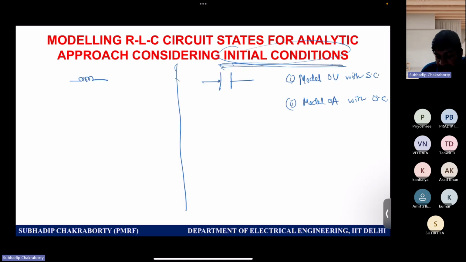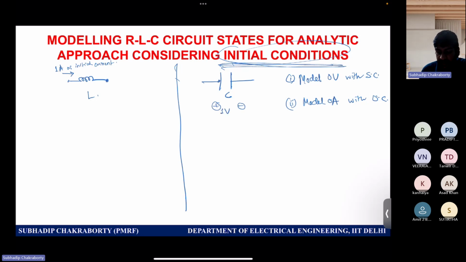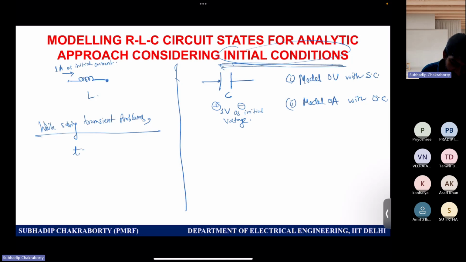So this was a capacitor. It was an inductor. Now it was having 1 ampere as initial current. Now it was having 1 volt as initial voltage. Now while solving transient problems, at t equal to 0 plus, just after switching, how to model the inductor and capacitor?